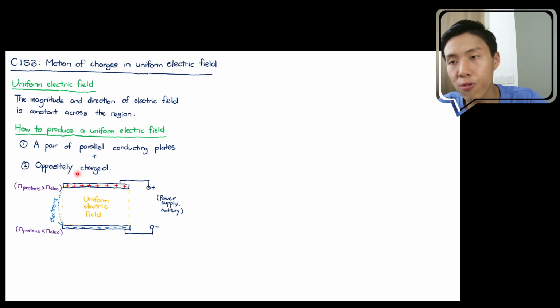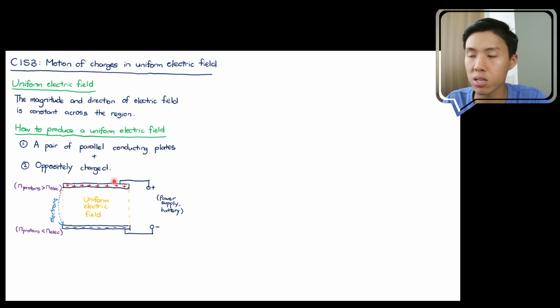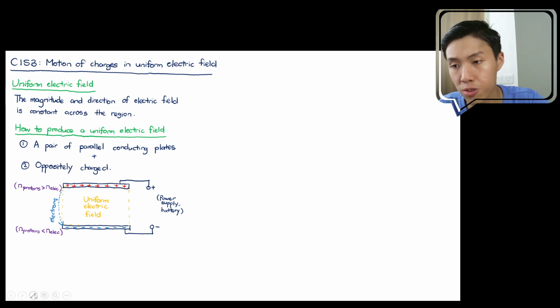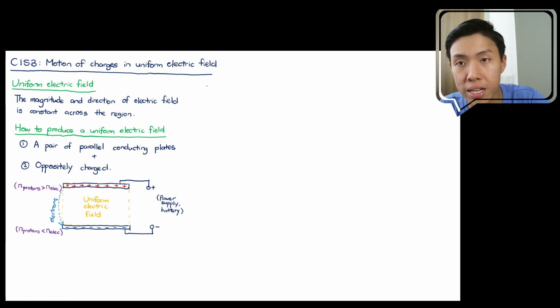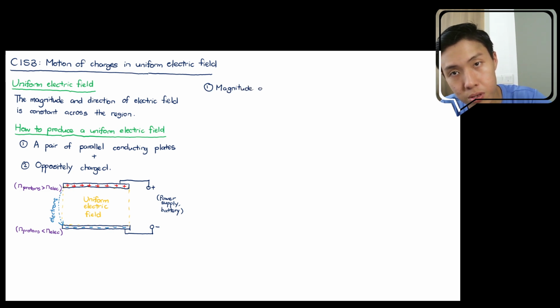So if you fulfill these two conditions, you are able to make a uniform electric field in between the two plates. Right now we are going to study three different aspects of this setup. The first aspect that we are going to study is the magnitude of the electric field. The second aspect that we are going to study is the direction of the electric field.